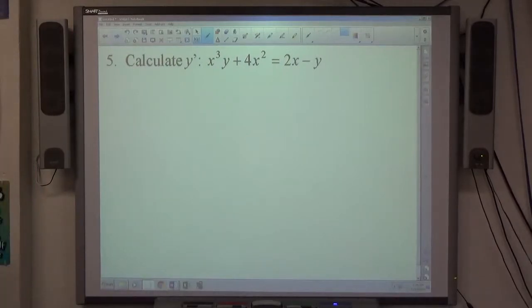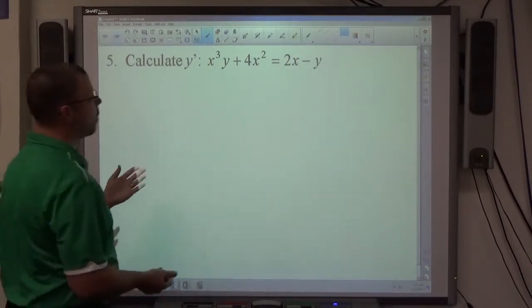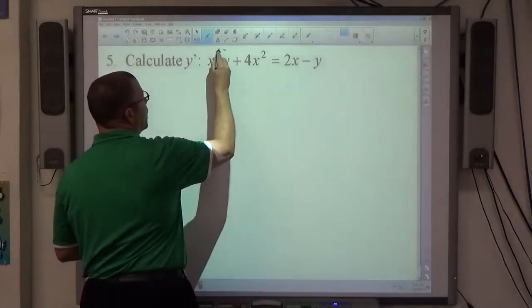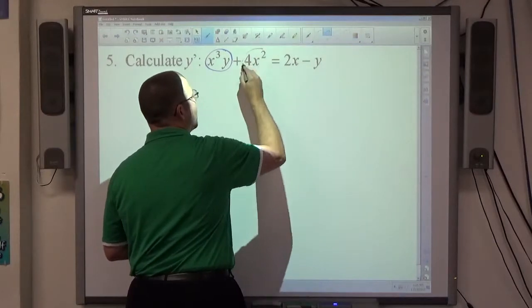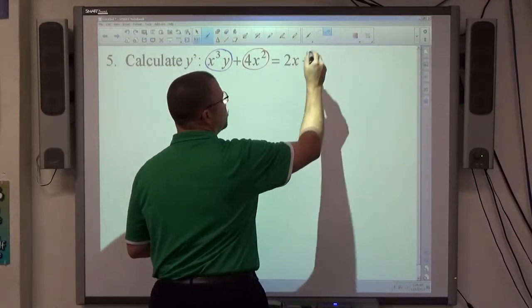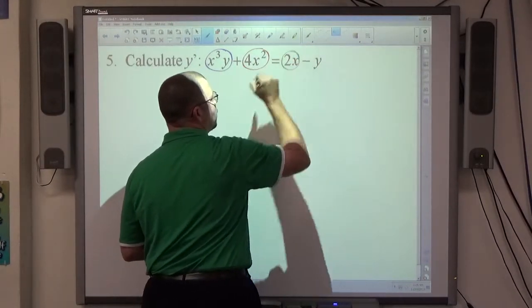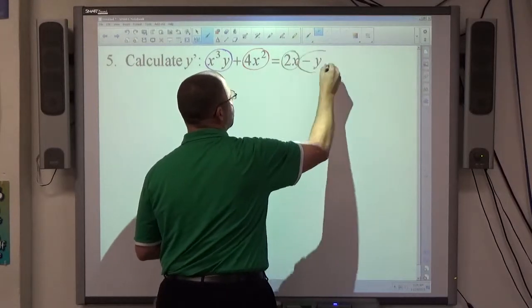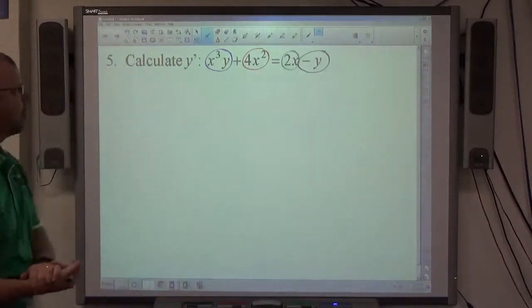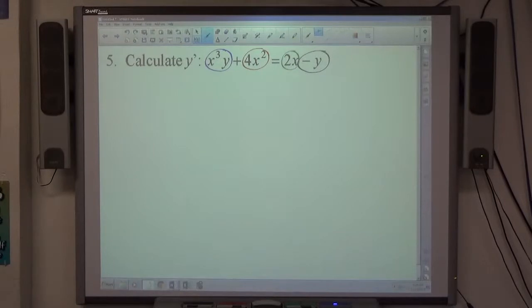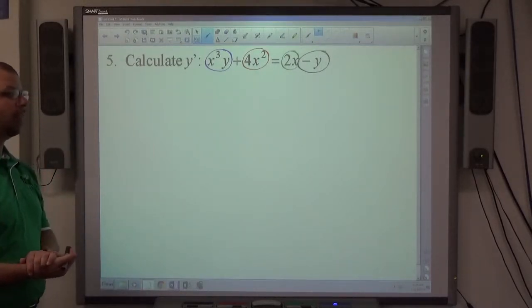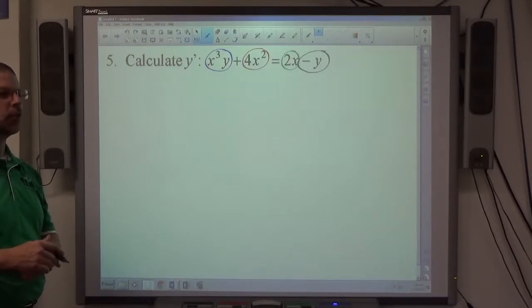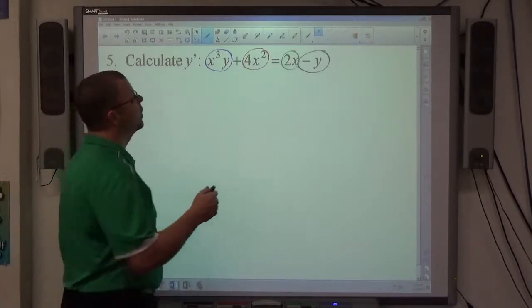Number 5, calculate y prime. This is an implicit differentiation problem because it doesn't say y equals. If I look at each term individually, that's a product, so the product rule is necessary. That is just a power function, so just do the power rule. We got another power function, power rule, another power function, power rule. So blue is the complicated one, everything else is pretty straightforward. With implicit differentiation, anytime you differentiate a letter, if the letter's x, you're good to go. If the letter's y, you have to put a dy dx next to it.